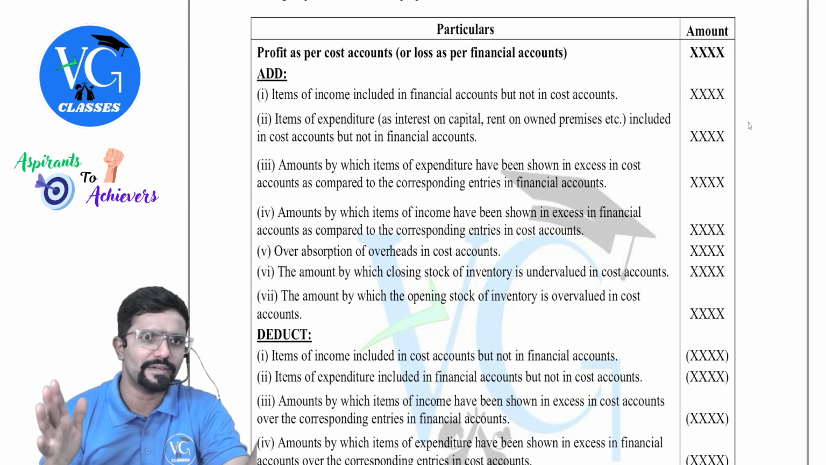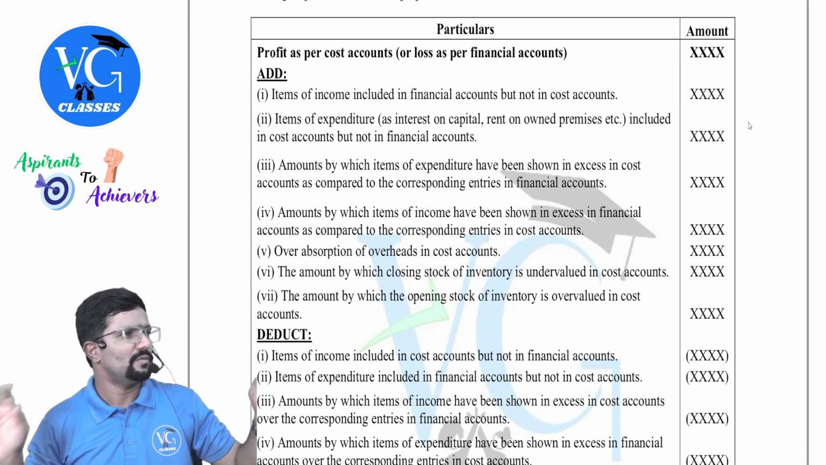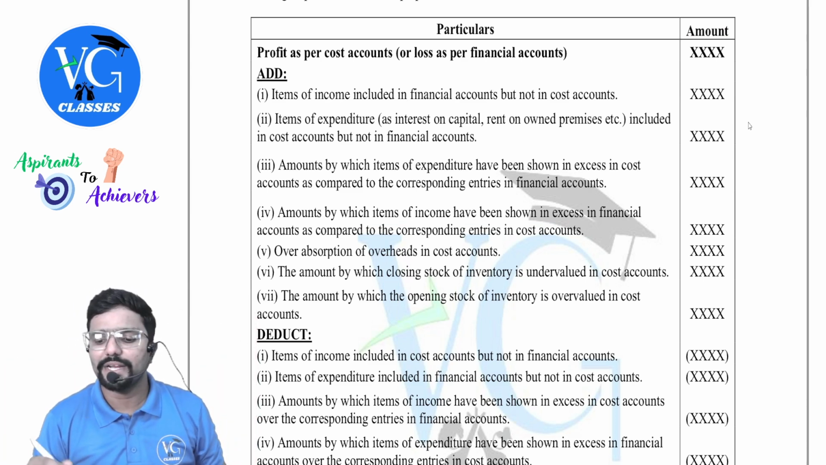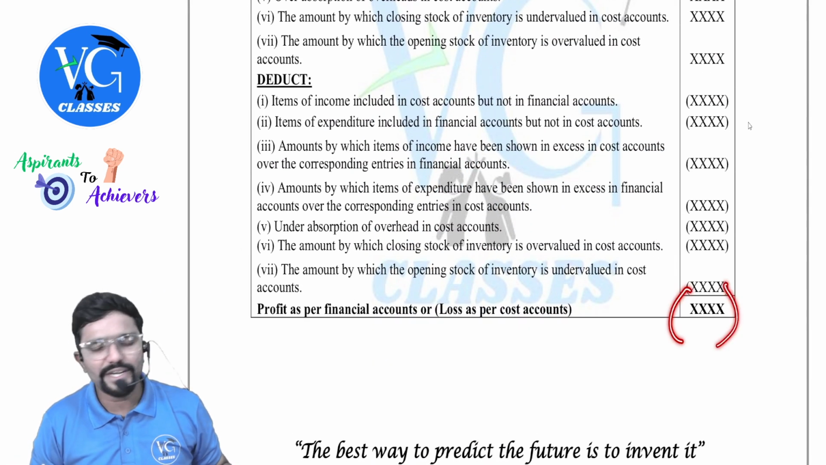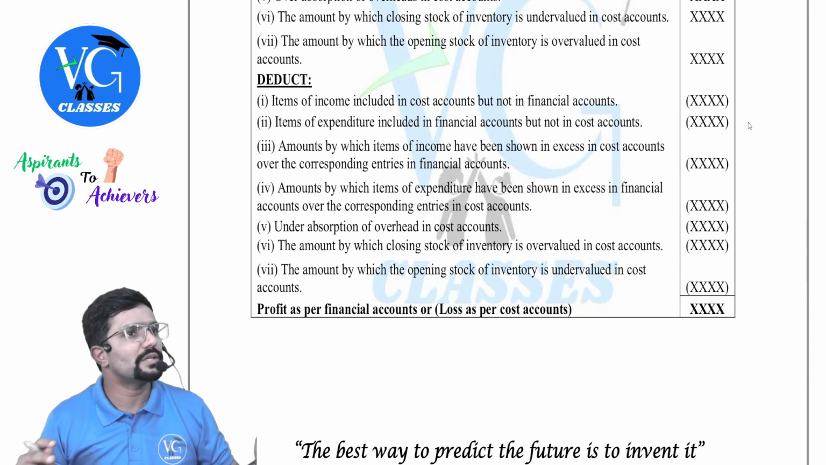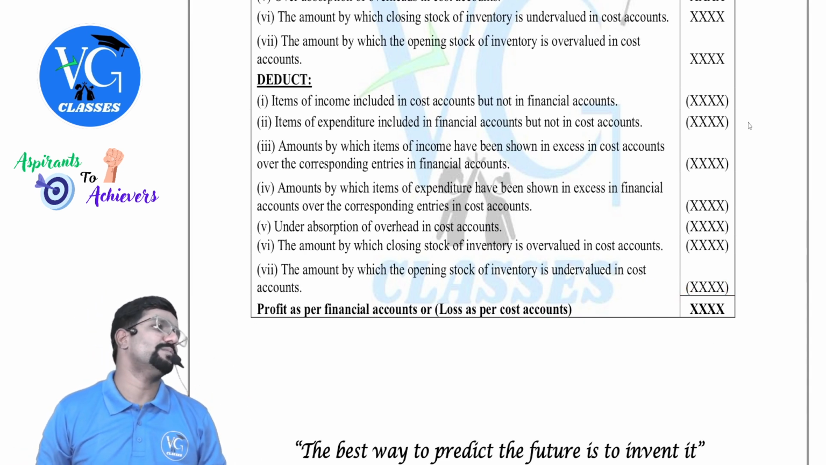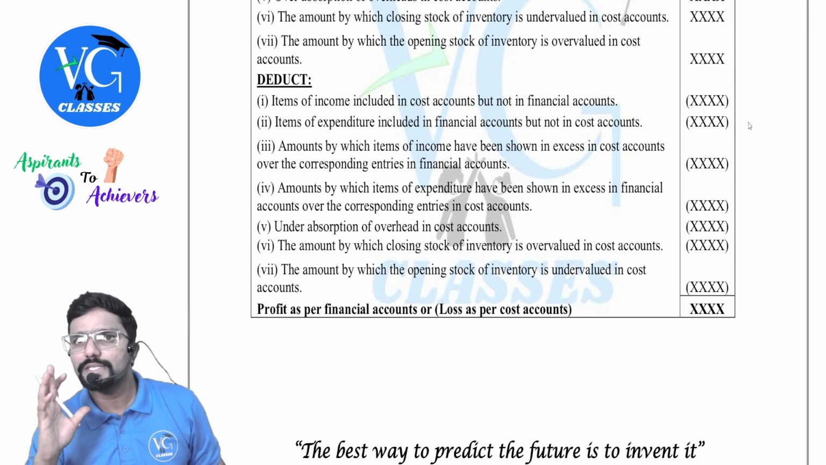Whatever has to be added, add it. Whatever has to be deducted, deduct only. No need to change anything. The only thing is, start with negative. At the end also, if you get negative, it is a loss as per the other. If you got positive, that means it is a profit as per the other. Very, very simple. Is that clear?